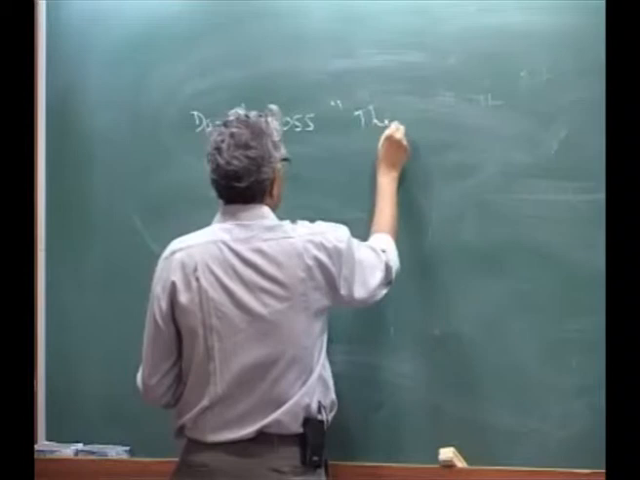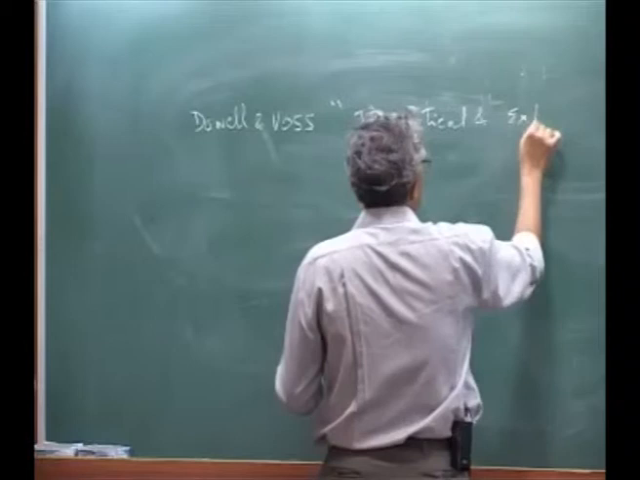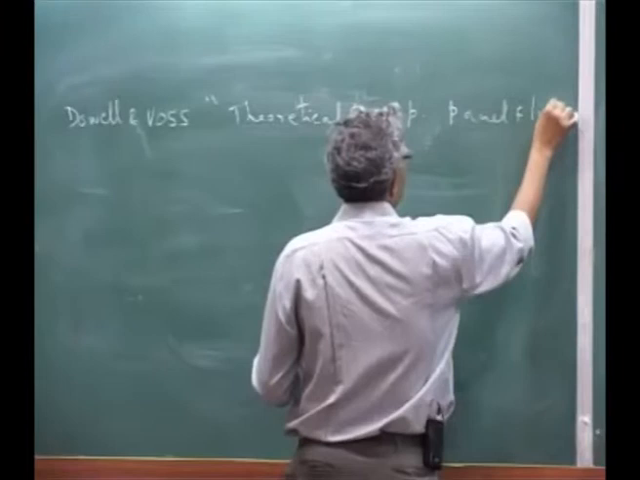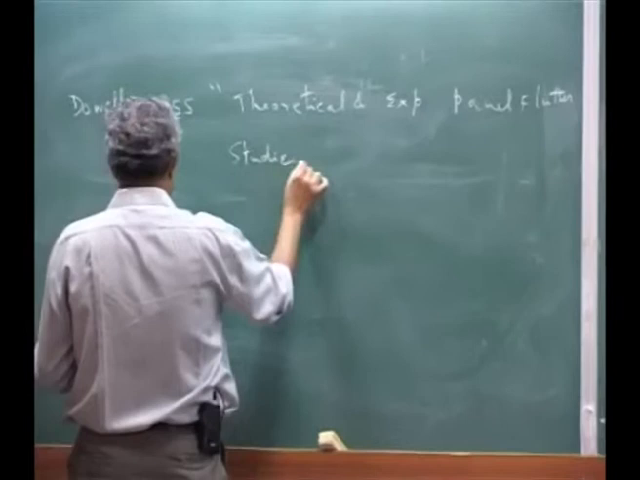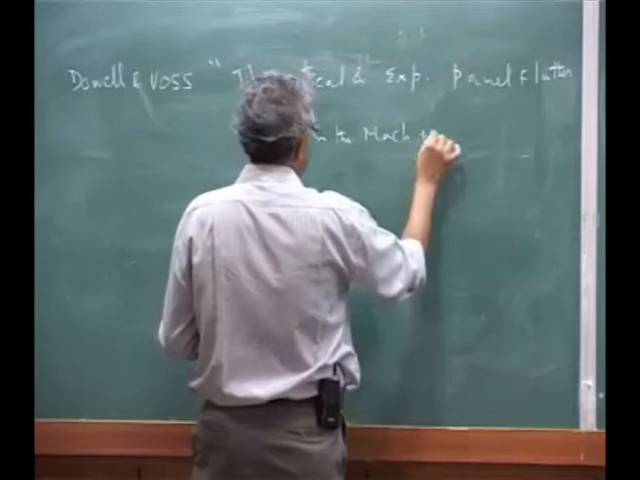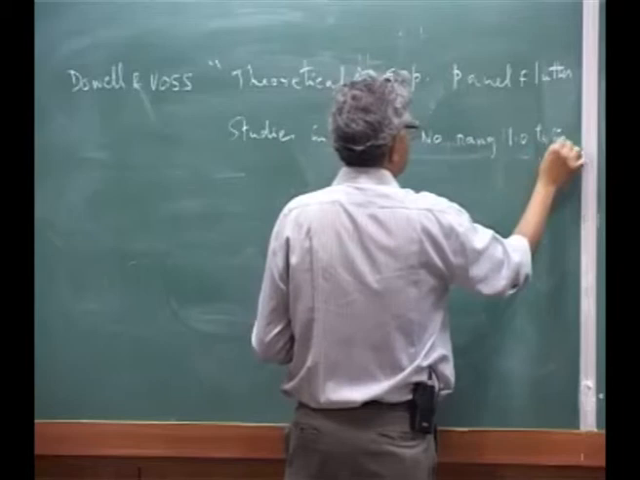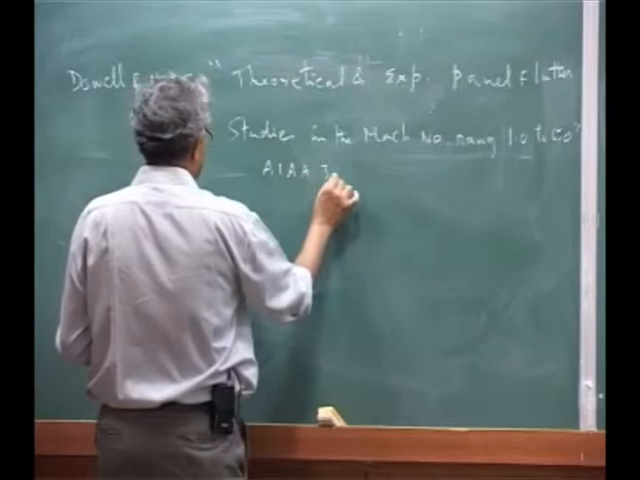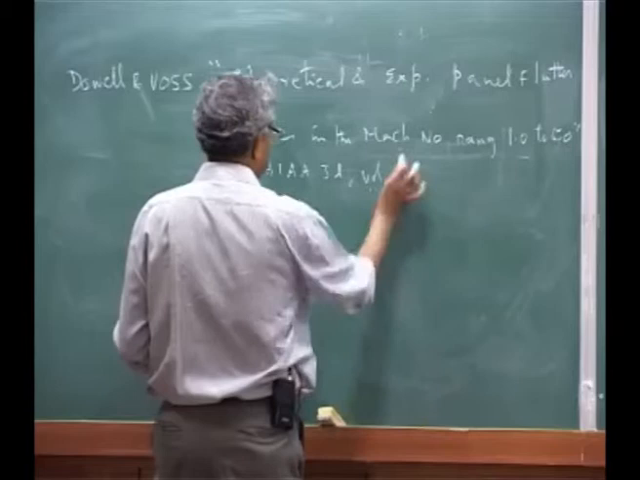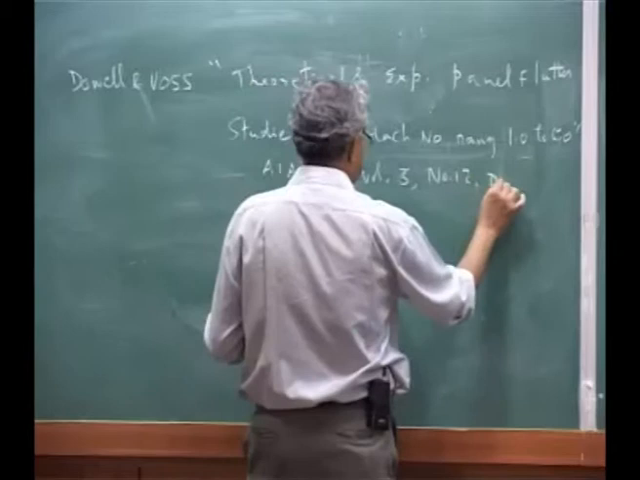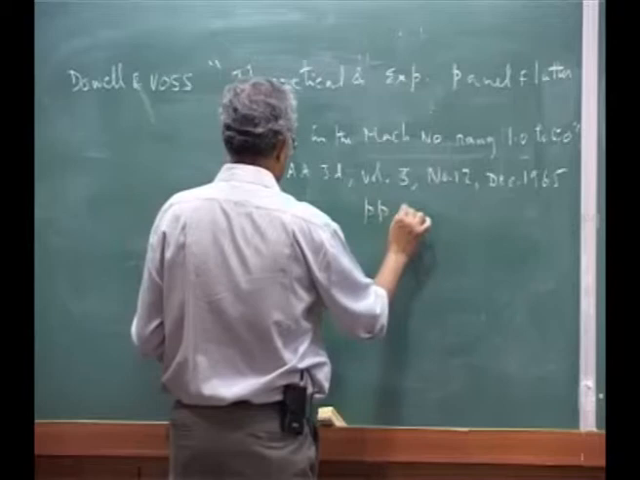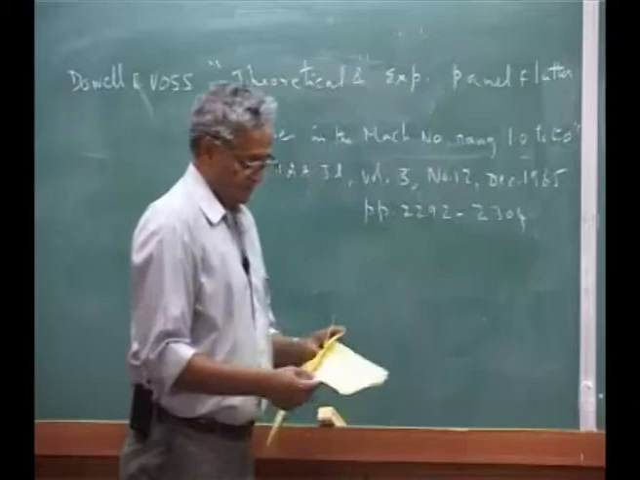This is theoretical and experimental panel flutter studies in the Mach number range 1.0 to 5.0. This is AIAA Journal, volume 3, number 12, December 1965, and the page number 2292-2305. This is one paper, and another paper is this by Dugundji.